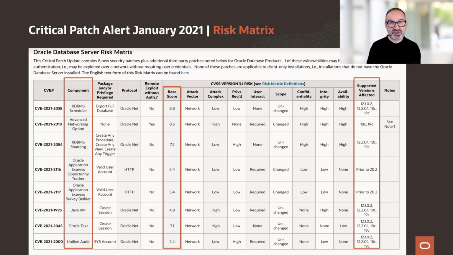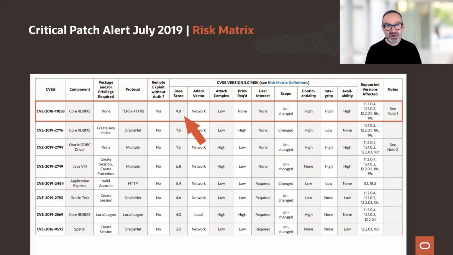So use the risk matrix to evaluate how critical things are for you. And if something is like this one here from July 2019, so quite a while ago, core RDBMS, and I guess this had something to do with the password authentication. This was a 9.8. 9.8, that means, okay, you need that.